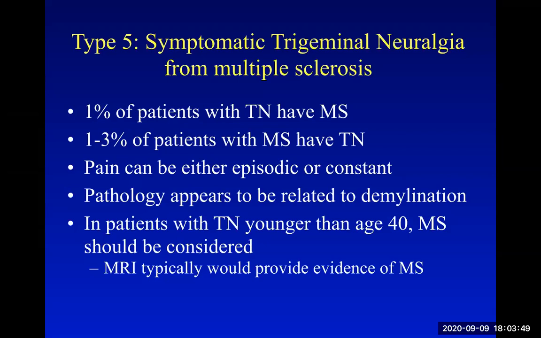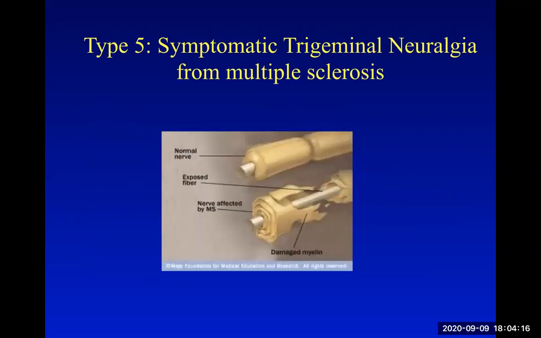And when you do the scans, you see this multiple sclerosis lesion. We call it a demyelination lesion. It shows up on the MRI scan as a discrete spot. Now, in patients that have trigeminal neuralgia that are younger than the age of 40, we often consider multiple sclerosis because it just is a higher probability of happening in the younger age group. And again, MRI scans will provide evidence of multiple sclerosis.